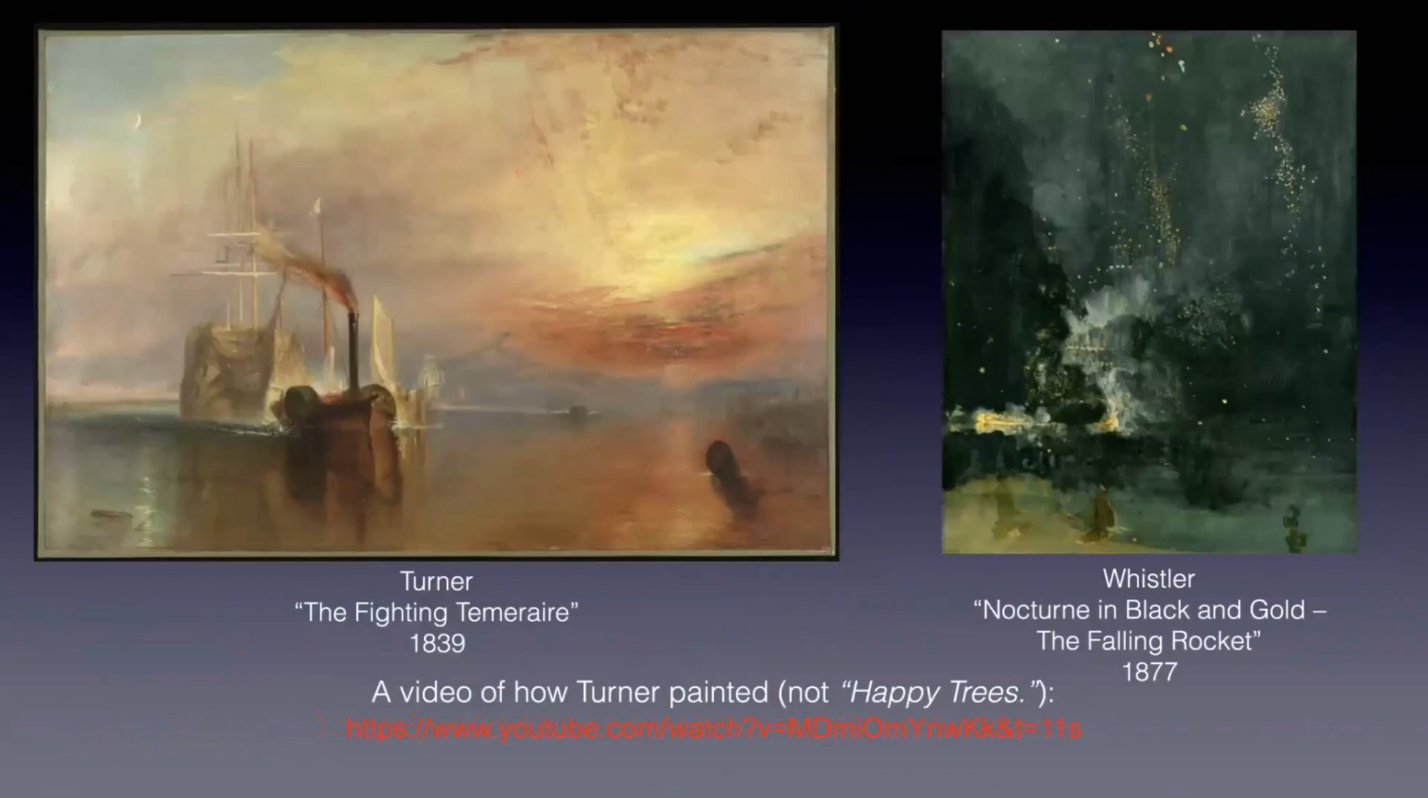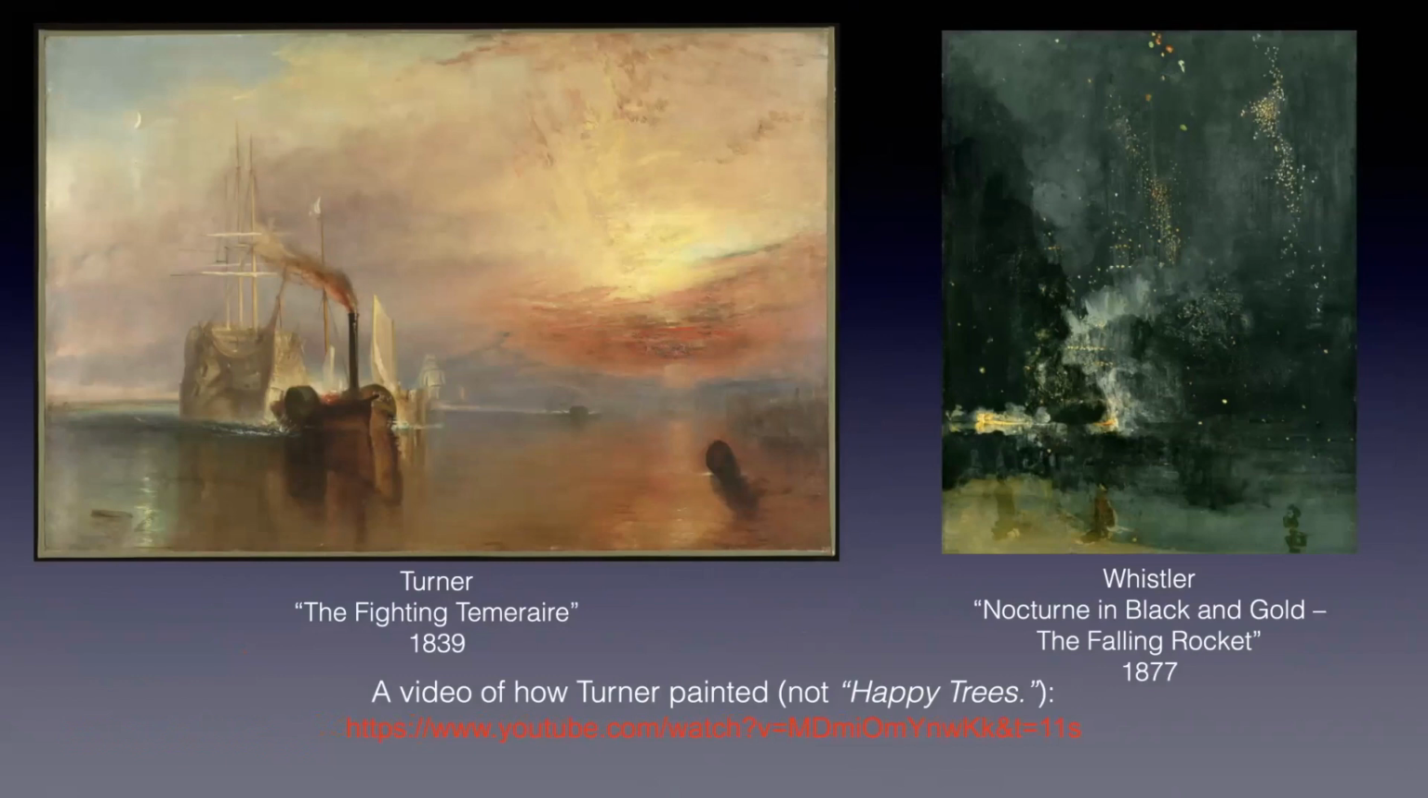Here's a couple of the people we're talking about. There's a Turner picture on the left. That's his most famous one, the Fighting Temeraire. And Whistler is the Falling Fireworks on the right side. That's also a very famous picture. And you can see in that picture how he uses green to symbolize darkness.